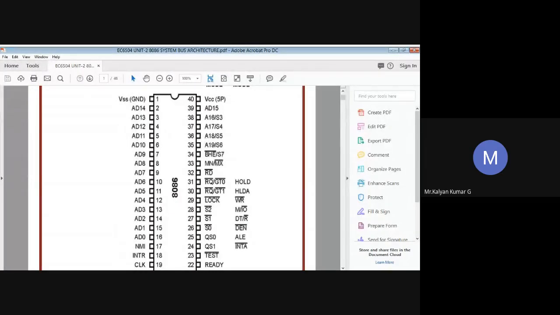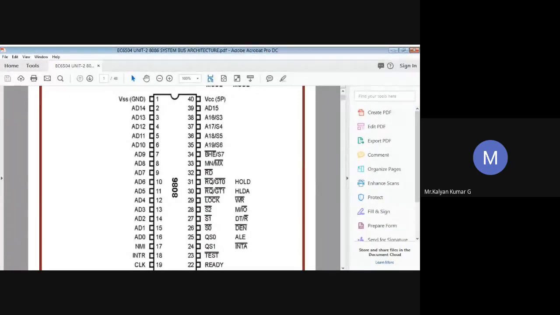BHE bar/S7 is bus high enable. I think you can expect a question on this type of pins. BHE bar, bus high enable, is again an output pin, with the status pin as usual. MN/MX bar is a mode control pin, and this is an input type of pin.